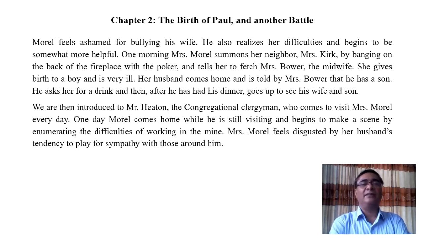Chapter 2, The Birth of Paul and Another Battle. Morel feels ashamed. We already know that Mrs. Morel was carrying, and she gave birth to another child, the third child. And Morel feels ashamed for bullying his wife, and we already know that Mr. Morel sometimes scolds Mrs. Morel, and not only that, sometimes physically assaults her. And Morel now is feeling ashamed for bullying his wife. He also realizes the difficulties and begins to be somewhat more helpful, and he starts realizing that he is not behaving in a proper way, and he says sorry to his wife, but it doesn't work basically.